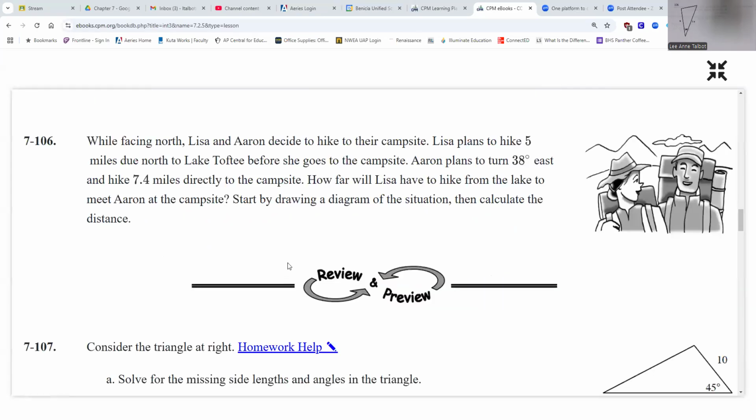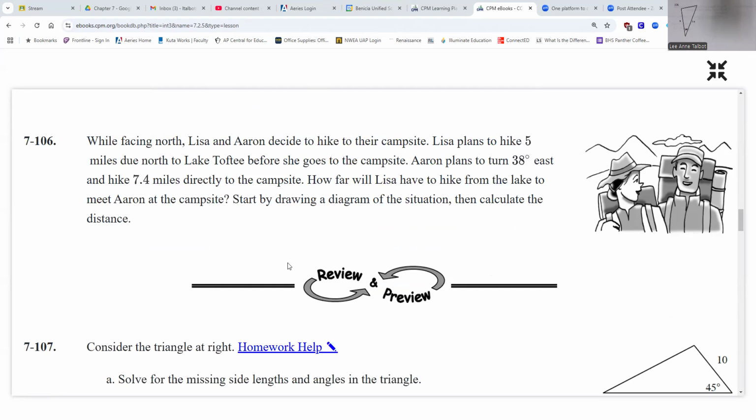Okay, last one, number 106. While facing north, Lisa and Aaron decide to hike to their campsite. Lisa plans to hike 5 miles due north to Lake Tofty before she goes to the campsite. Aaron plans to turn 38 degrees east and hike 7.4 miles directly to the campsite. How far will Lisa have to hike from the lake to meet Aaron at the campsite? Start by drawing a diagram of the situation.